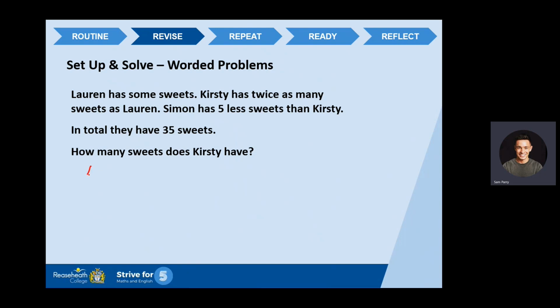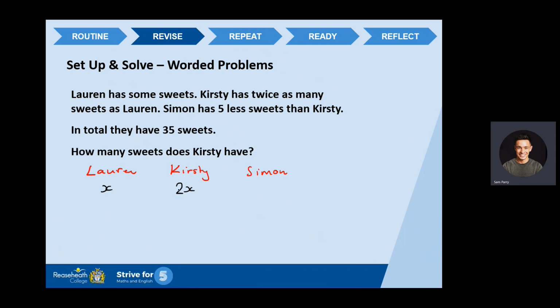So what we're going to do, I'm going to write those names out. We're going to say Lauren, then we'll say Kirsty, and then Simon. They're the 3 names. And then instead of using the words, I want to replace it with algebra. So Lauren has some sweets. We don't know how many it is. Let's say it's X. She has X amount of sweets. Kirsty has twice as many. So she's got double that. So it's going to be 2X. Okay, so Lauren's got a certain amount of sweets.